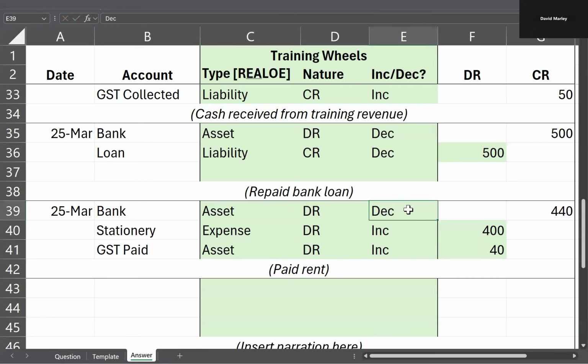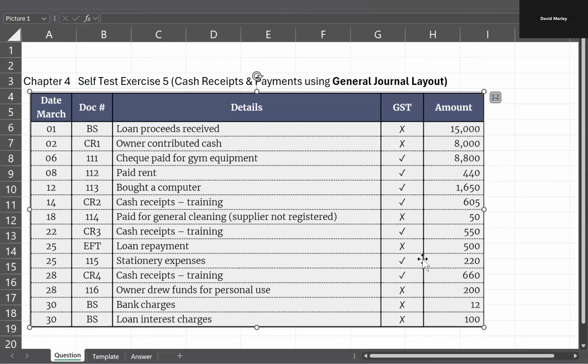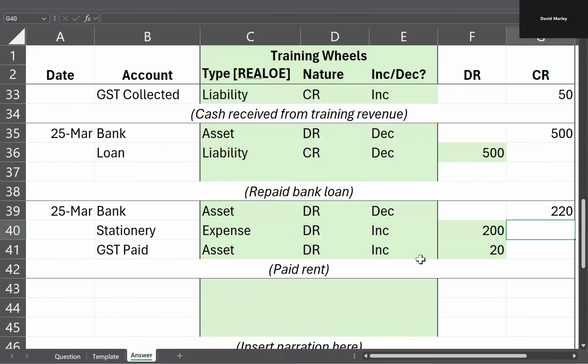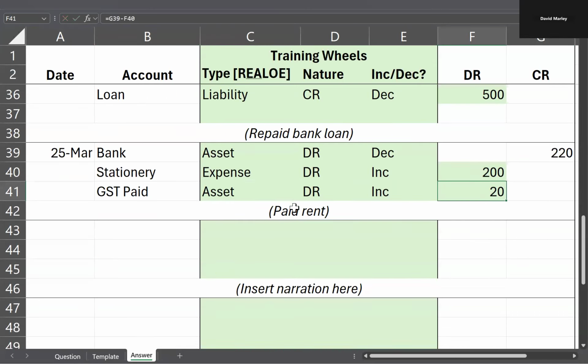All right, bank should be going down. I'm happy with that. The expense is going up and the GST is going up. I do need to change my dollar figure to 20. I get to claim $20 back when I lodge my BAS.